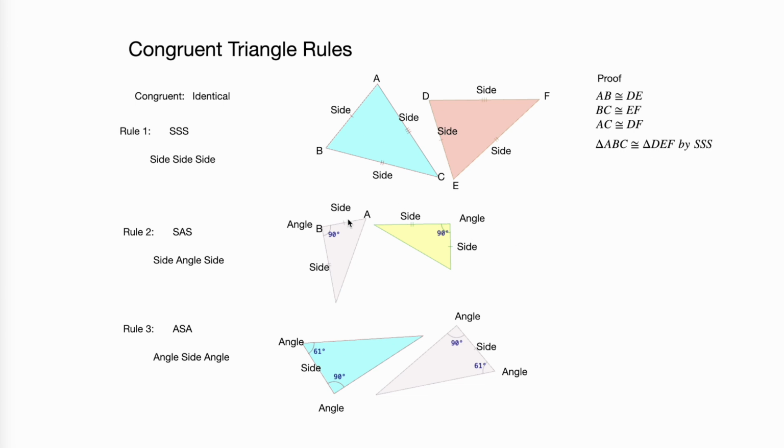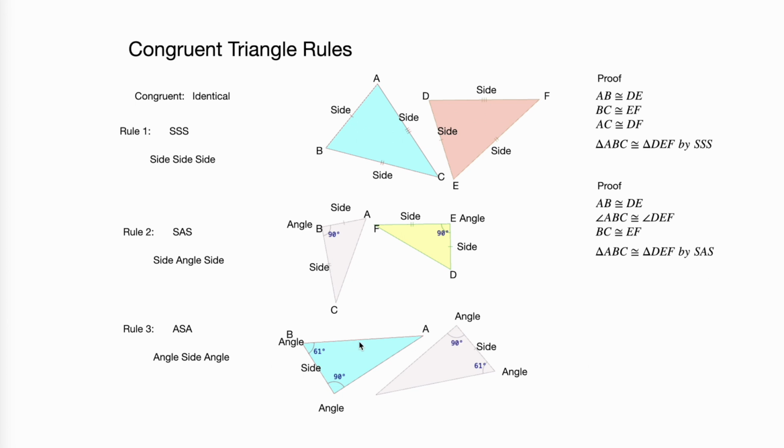Similarly, if I name this triangle ABC and I'll name this triangle DEF, if side AB is congruent to side DE, and angle ABC, A to B to C, is congruent to angle DEF, D to E to F, and side BC is congruent to side EF, then we can say that triangle ABC is congruent to triangle DEF by SAS, by side angle side.